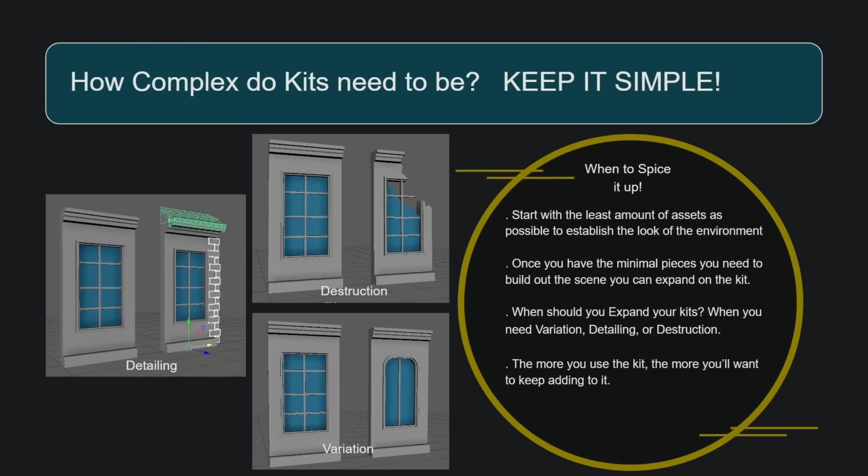Next up is one of the big things I always get asked when I talk about kits: how much should I be adding, and when should I be expanding? I wrote down a couple of scenarios that I find very useful when expanding my kit. The first one is variation. When should we be making variants of stuff? Let's say you put in a wall and you're seeing it 7 times lined up next to itself. It is probably a good time to say, I'm seeing lots of the same walls on my screen at the same time, I should probably start getting variants going. That's a good time to start expanding your kit a little bit.